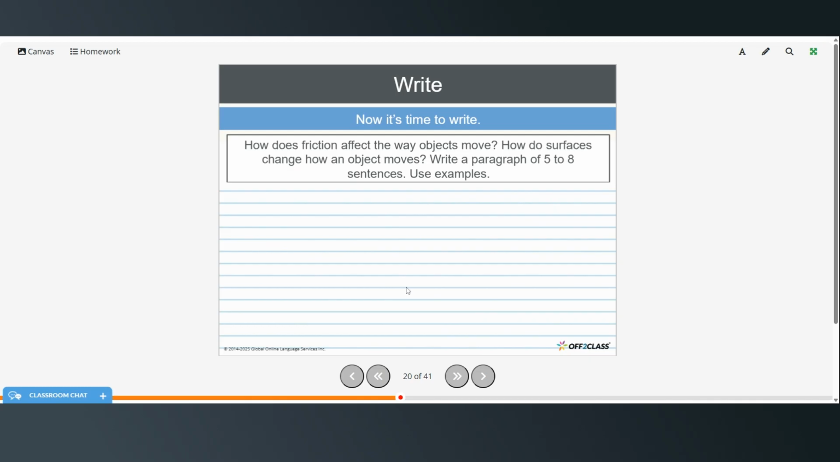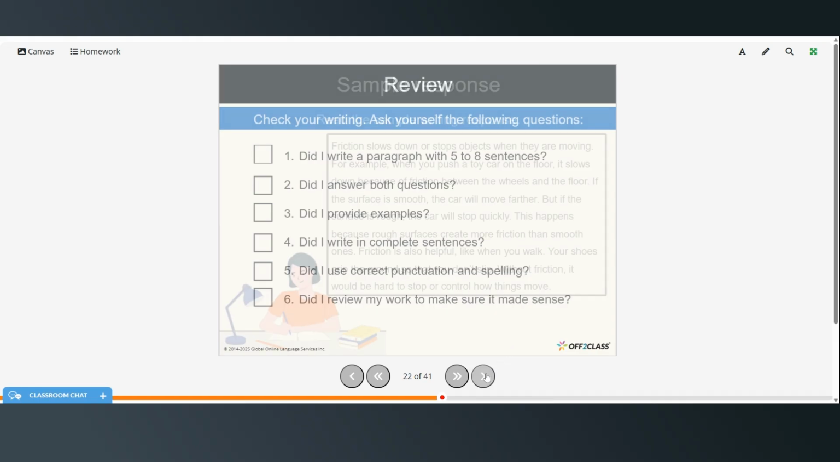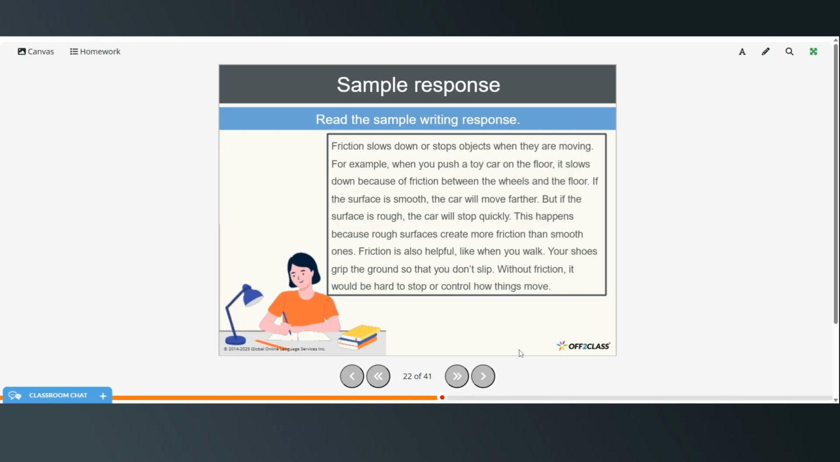Now write your paragraph and check the finished paragraph against the checklist. And here's a sample response.